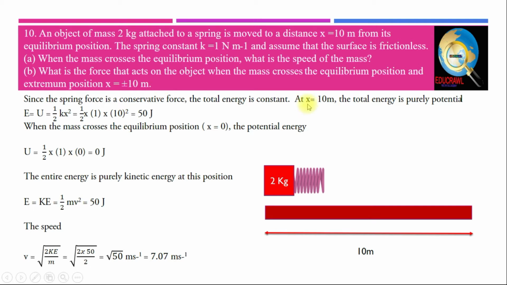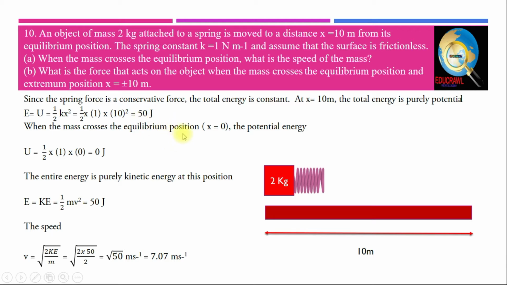So when you have the extension x equal to 10 meter, the energy will be totally potential energy, since it has got a displacement, that is the height through which it has been displaced. It will be having the potential energy only. So first let us find the value of potential energy. U, we know the formula as U is equal to half kx squared. So half into k value is given as 1 and x value is given as 10 meter. Substituting here, multiplying, dividing, you get the value of energy as 50 joule.